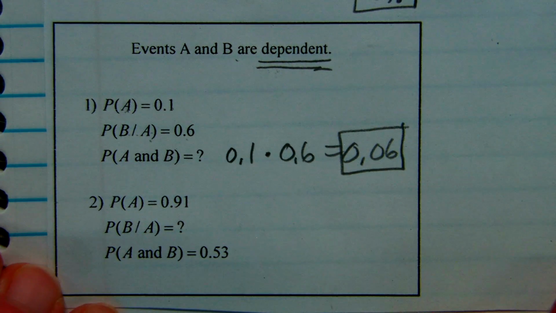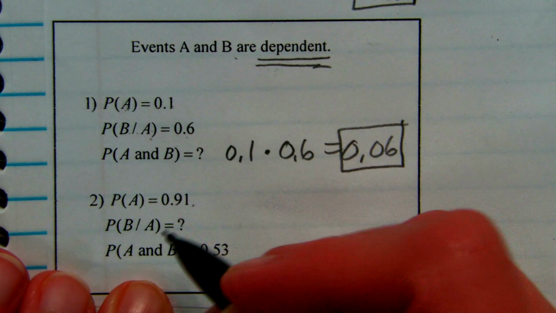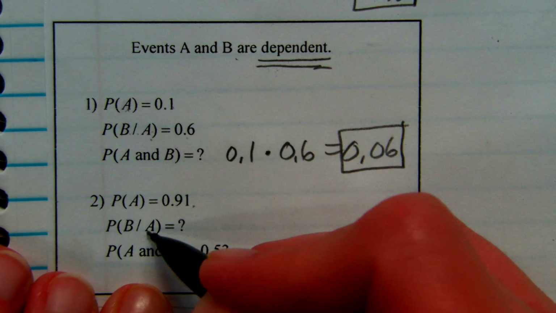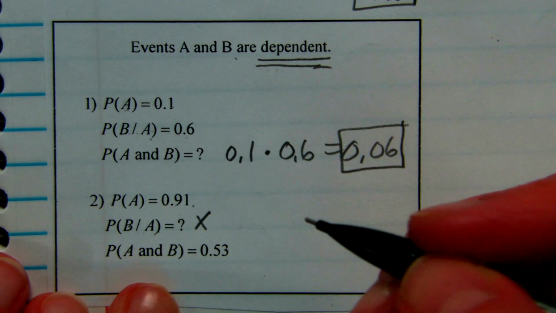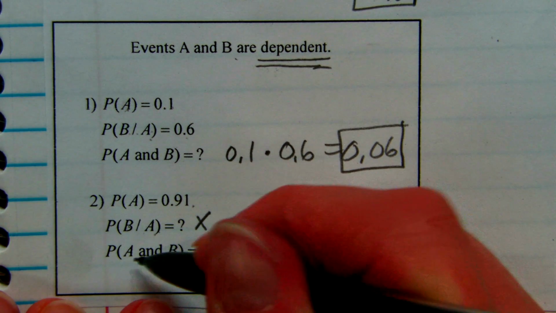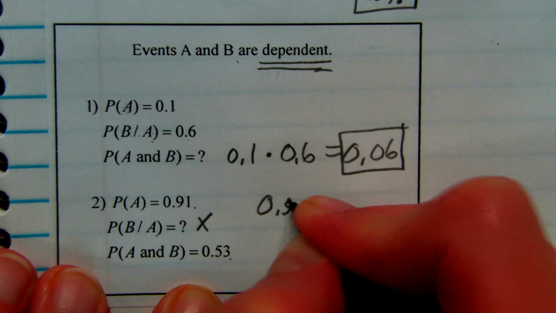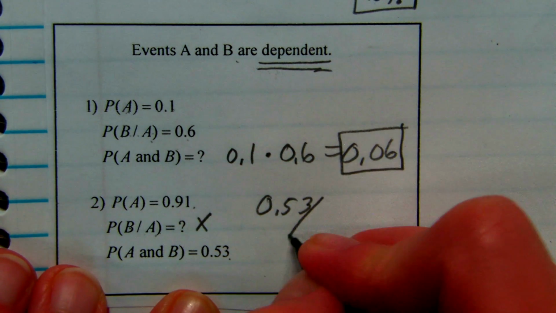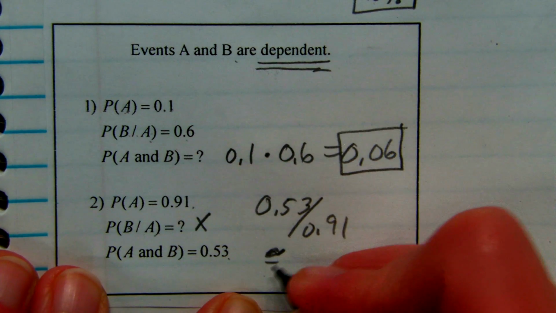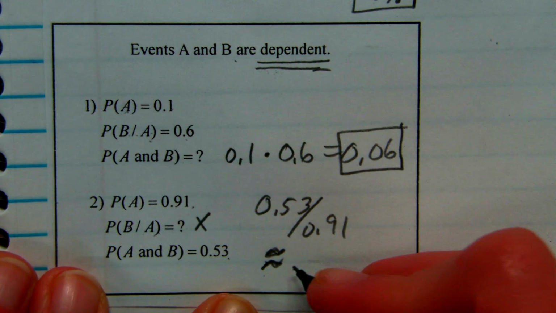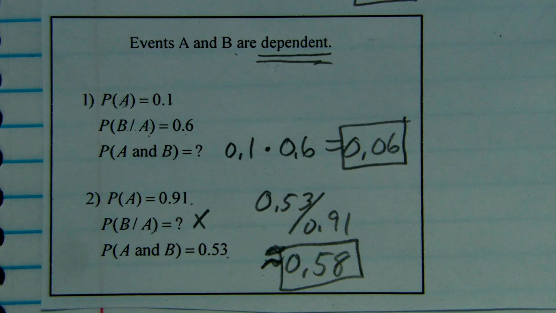And so then down here they have the probability of A is 0.91, and the probability of B given that A has already happened, we don't know, so we're going to call that X. And then the probability that they both happened is 0.53, so we just have to divide 0.53 by 0.91, and we get roughly, if we're keeping the same number of significant digits, 0.58. All right, we're done.